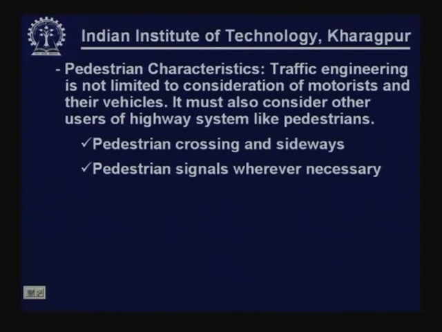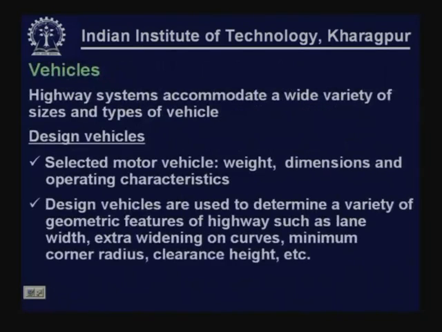Then pedestrian characteristics, they are also important, because traffic engineering is not limited to consideration of only motorists and their vehicles. It must also consider other users of the highway system like pedestrians. They are the essential elements of a transportation system or traffic system. So, pedestrian crossings and sidewalks, even the pedestrian signal, providing a pedestrian signal phase wherever it is necessary and appropriate.